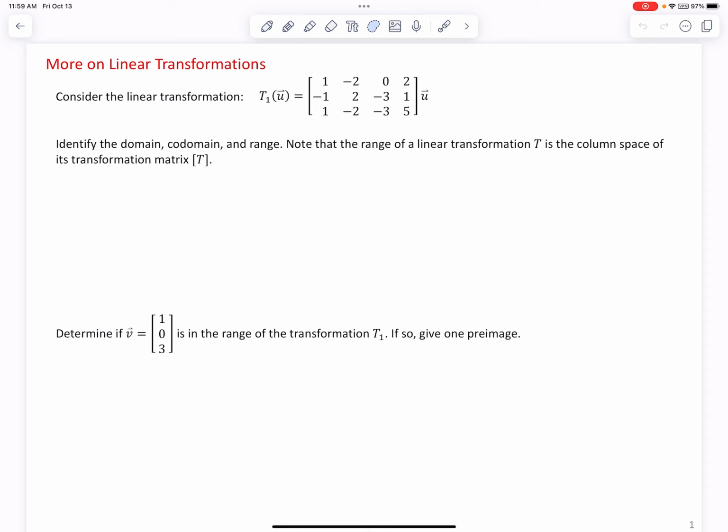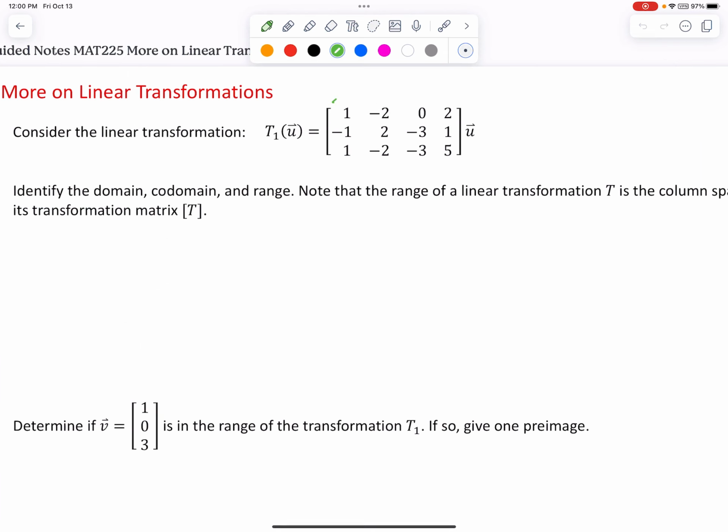Hello, linear algebra students. This video lesson is a continuation of our discussion on linear transformations. Now consider the linear transformation T1 that corresponds to multiplying the input vector by this 3x4 matrix. Identify the domain, codomain, and range.